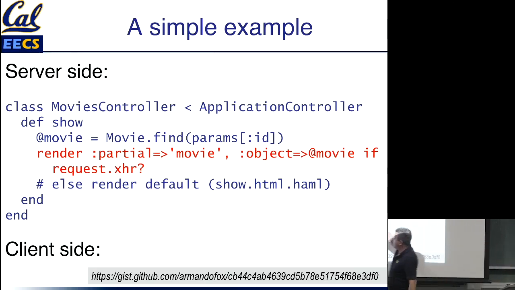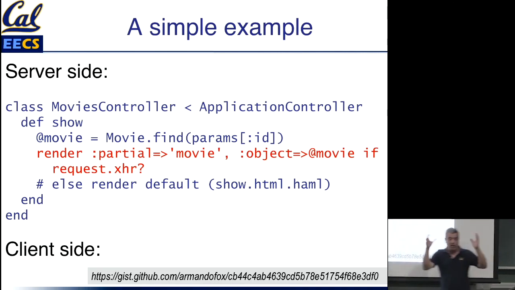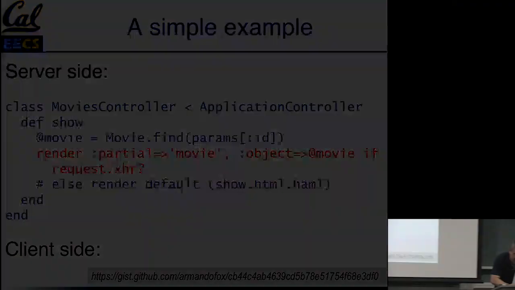So if I check that that's true, then instead of doing the default behavior, which would be to render an entire view, I'm just going to render a partial. And presumably, this means that on the client side, I have some code that is expecting to receive a blob of HTML and replace it into something in the DOM. And we can look at what that code looks like.